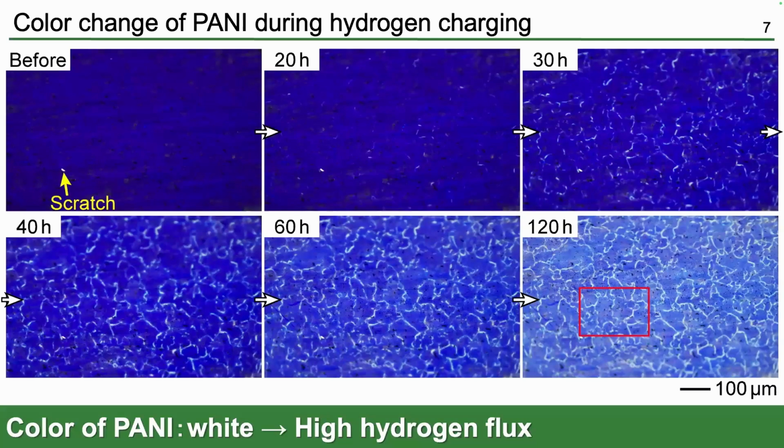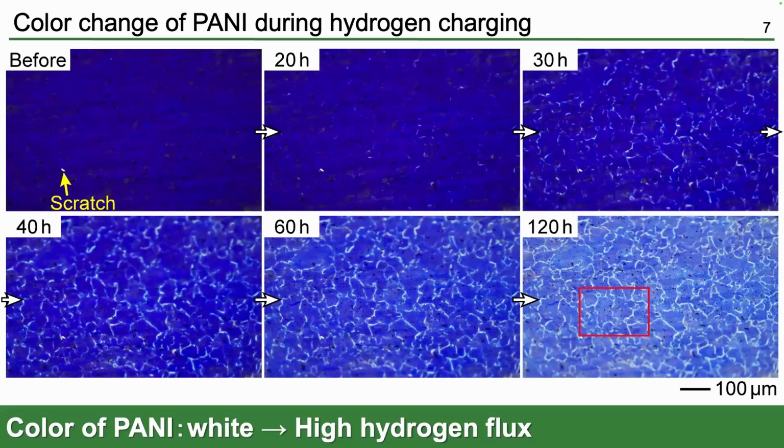This is the optical image of the polyaniline. After 20 hours, the whitening was observed locally, and the number of white areas increased with time. After 60 hours, the increase in the white area almost stopped, and the whole observation area brightened slightly. Because the color change of the polyaniline is caused by the hydrogen, the white area indicates the high hydrogen flux area. So to analyze the color distribution of the polyaniline in detail, in the next slide, I will show you the enlarged view of the area surrounded by the red rectangle.